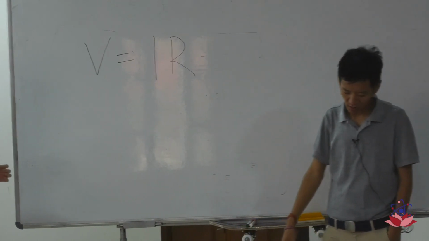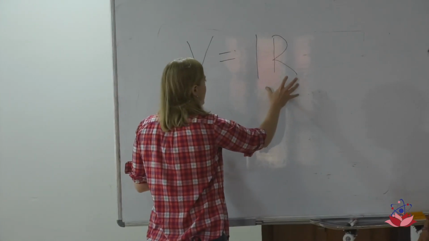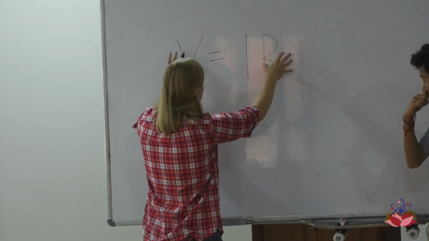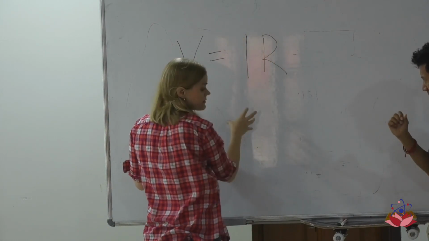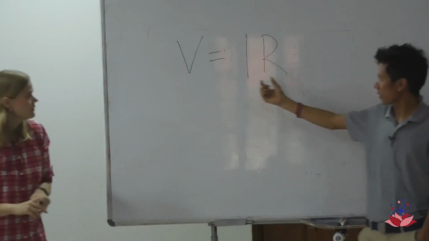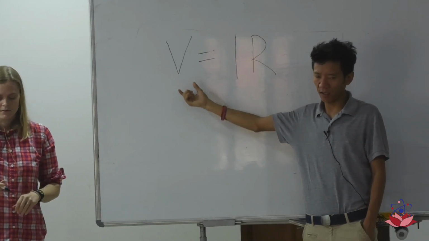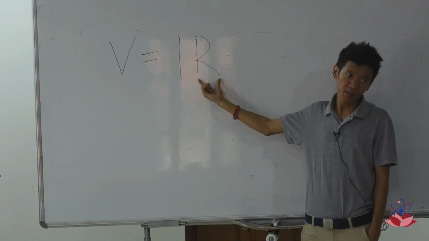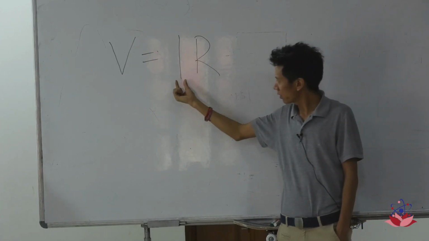And if we say increase the resistor value, and keep the same battery, then the current has to decrease.